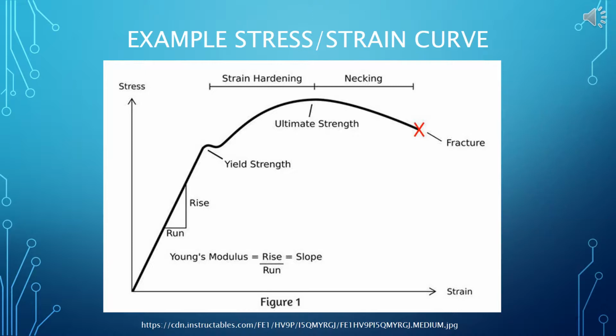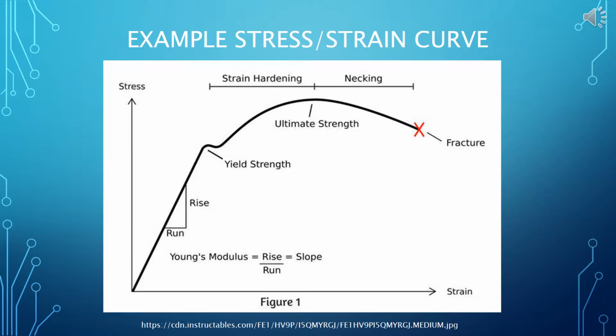This is the typical stress-strain curve for a ductile material. The engineering strain, defined as percent elongation from the original gauge length, is on the x-axis, and the engineering stress, defined as the applied force divided by the initial sample cross-sectional area, is on the y-axis.